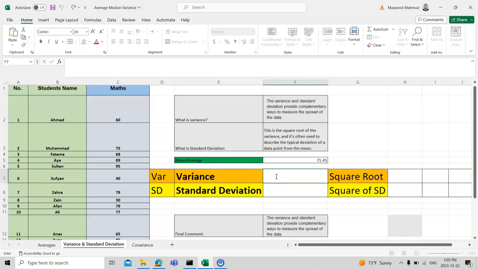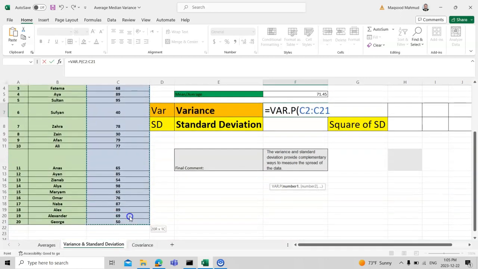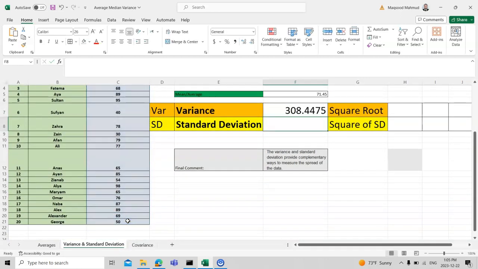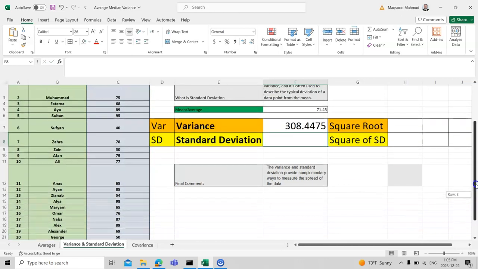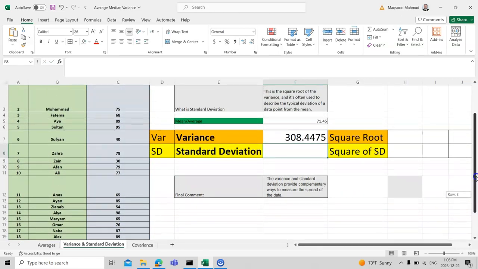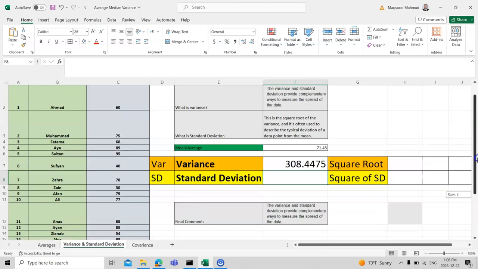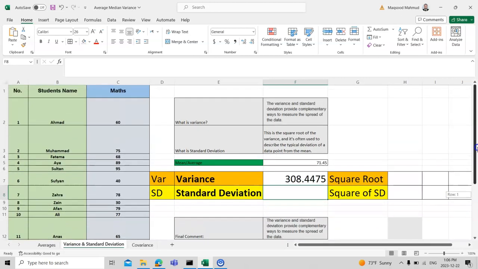Now we want to see how the data is spread. There is a formula, VAR. We have two versions, one for the whole population and one for the sample. Let's do it for the whole population: we take all the data and press enter. The variance is 308.457. This is the spread of the data of the maths students in the class section.